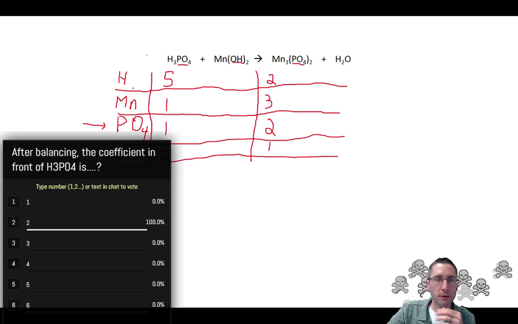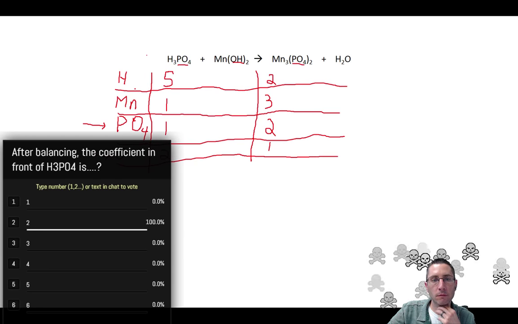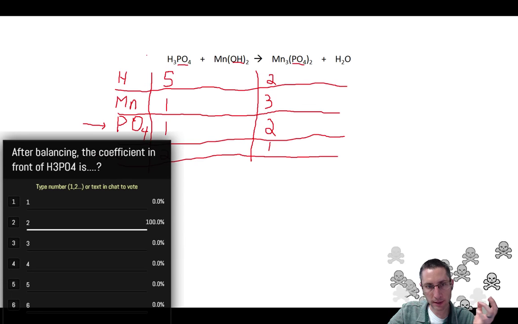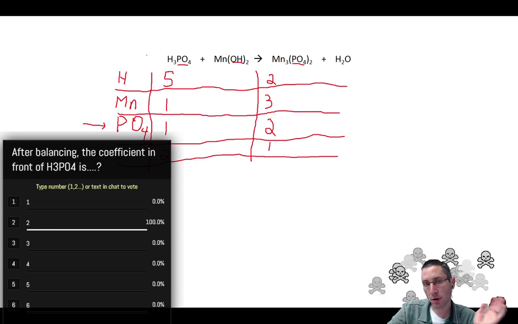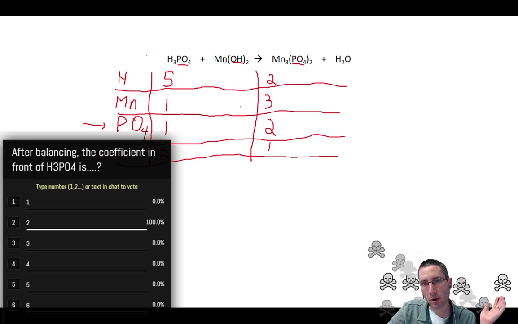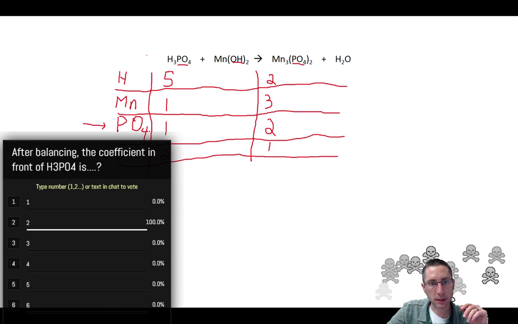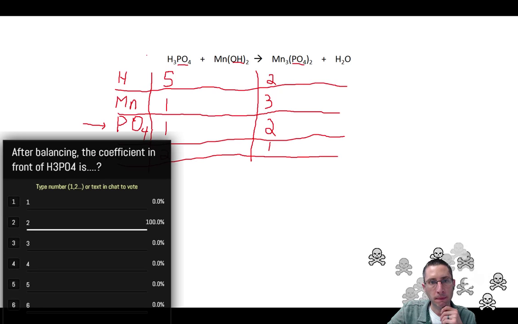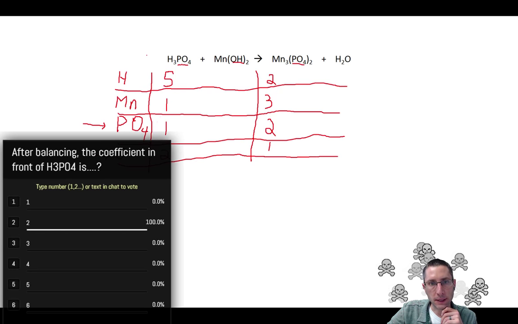Okay, so this is the way I'm going to at least set it up. You can set it up different ways, if you want to treat the oxygens all as atoms and the phosphorus as atoms, that should work. It just sort of overcomplicates it for me. So I'm going to treat these polyatomics as a group.